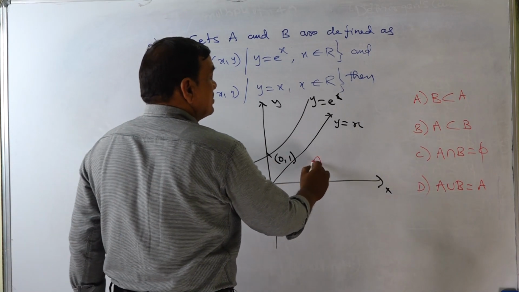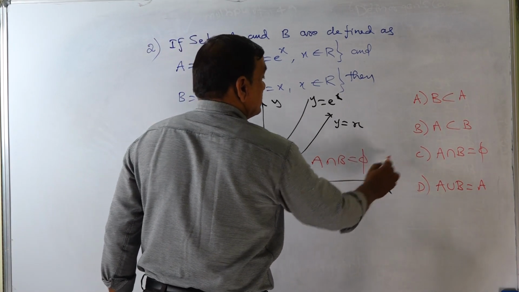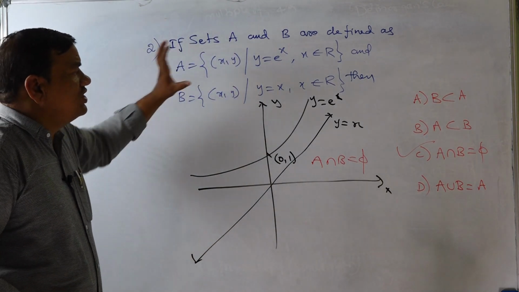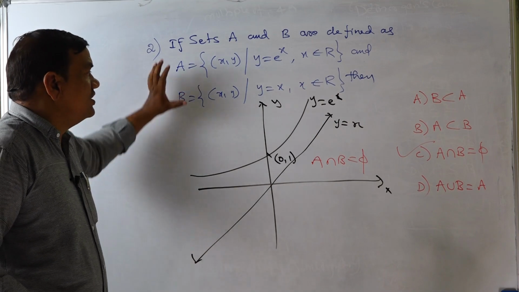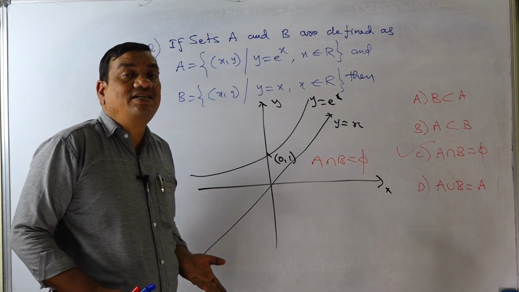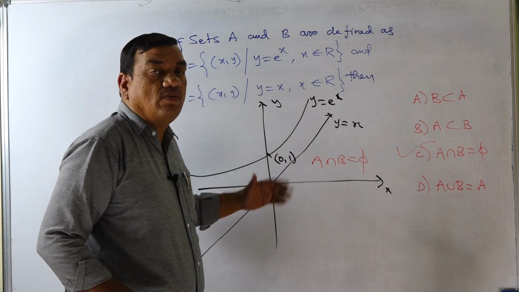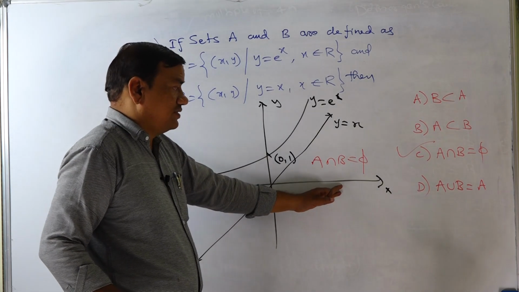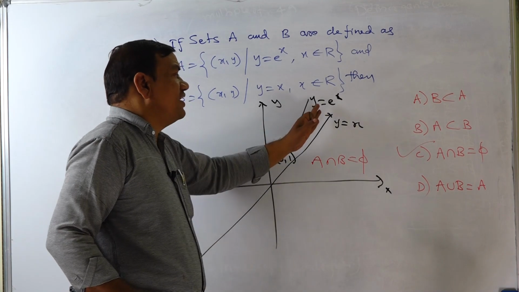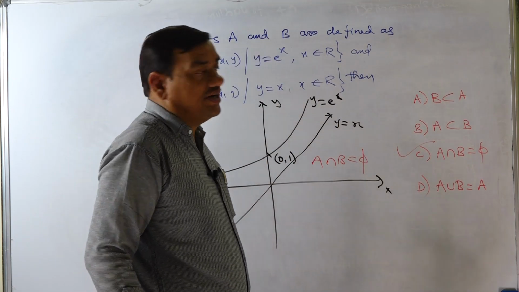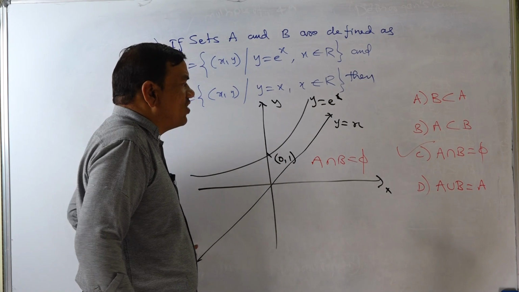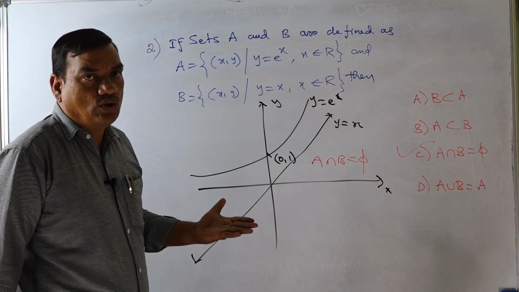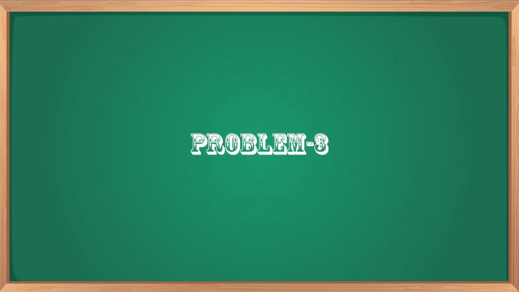Therefore, their intersection is the null set. So A intersection B is the null set. By using the graph of these two curves, you can easily decide that these two curves will never be equal. As x tends to infinity, y is equal to e power x also goes to infinity, but y is equal to x is always a straight line. I hope that you understand this solution. Let us go for the next problem.